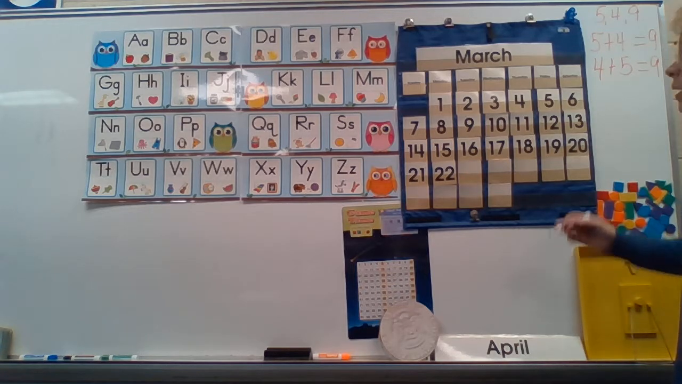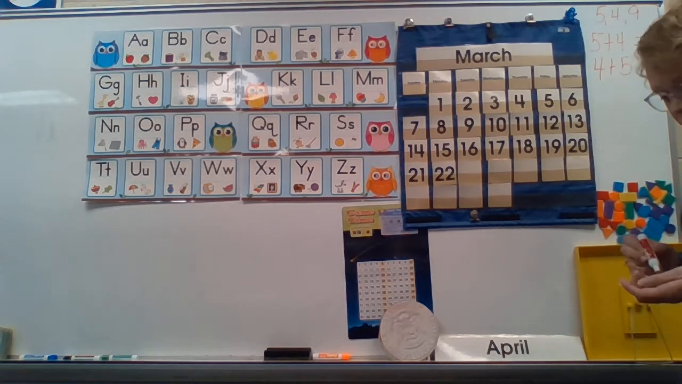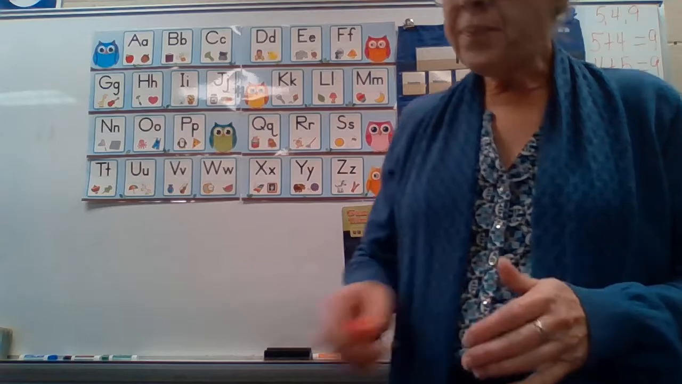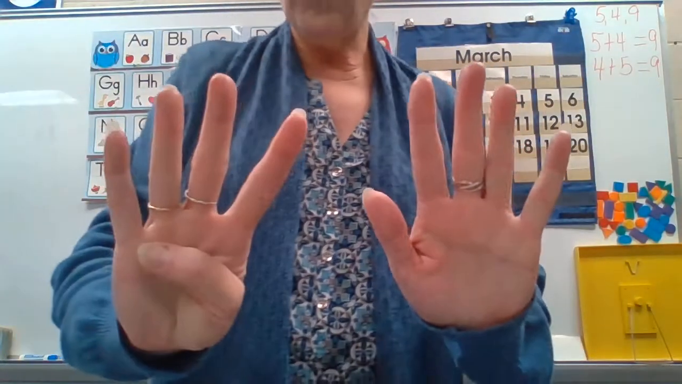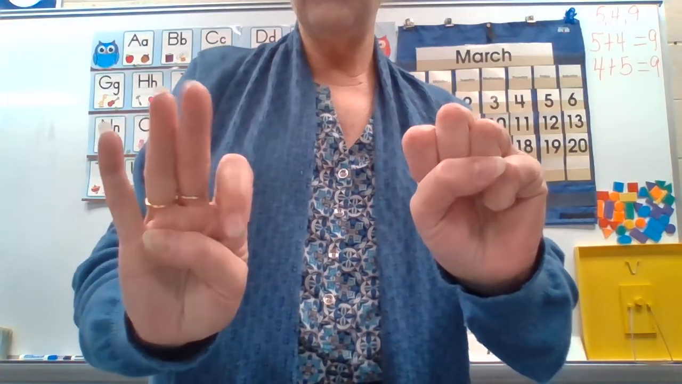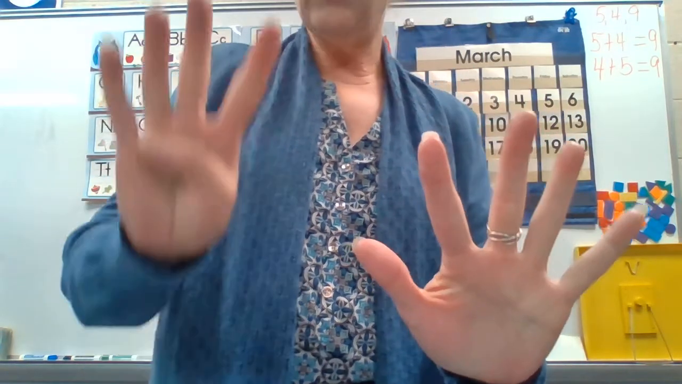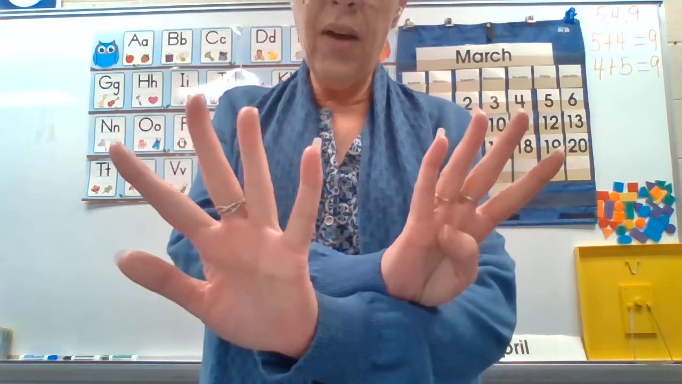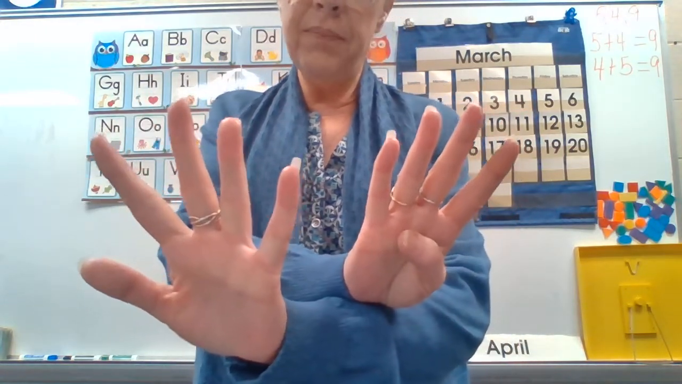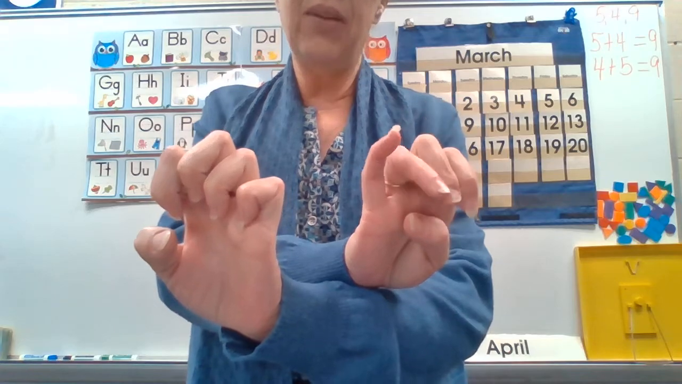It's that simple. It doesn't matter, like I showed you before. If you got 5 and 4, we know that's 9. 5, 6, 7, 8, 9. But it doesn't matter if it's 5 and 4 more, or it's 4 and 5 more, it still equals 9. 5, 6, 7, 8, 9.